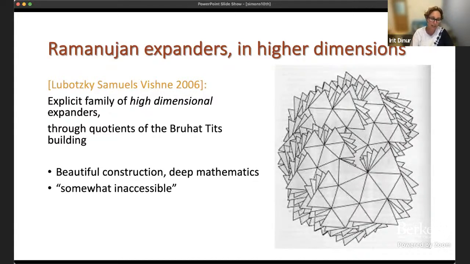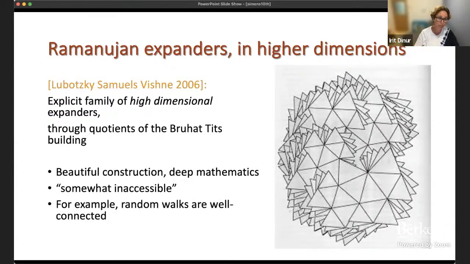It is somewhat inaccessible, but slowly and surely we managed to understand more aspects of it, even without needing to understand the entire deep theory. And for example, now we can look not only at random walks moving from vertex to vertex, but also at random walks that move, say, from edge to a triangle, to an edge, to a triangle. So there are many more random walks that we can look at.